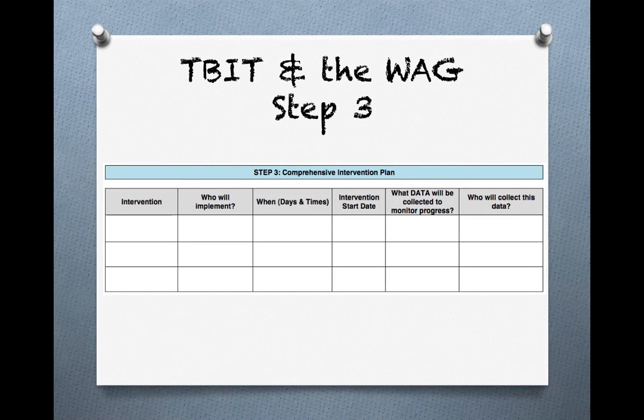The third step of TBIT is to develop a comprehensive intervention plan. This information is documented on the WAG. This area of the WAG is used to state your intervention plan in simple terms. This section is not designed to record ongoing progress monitoring.